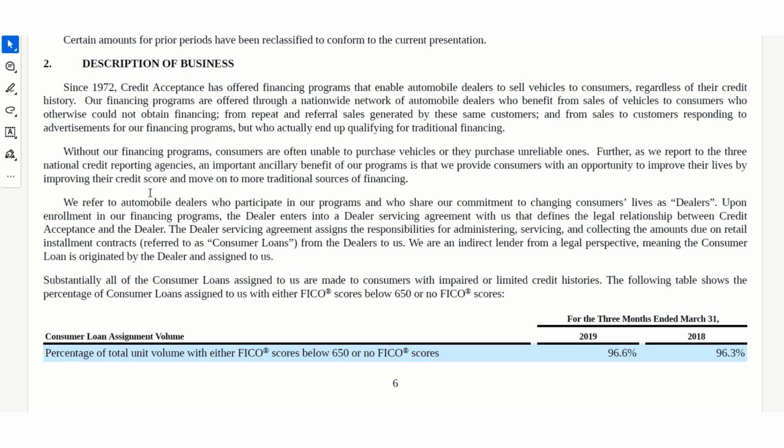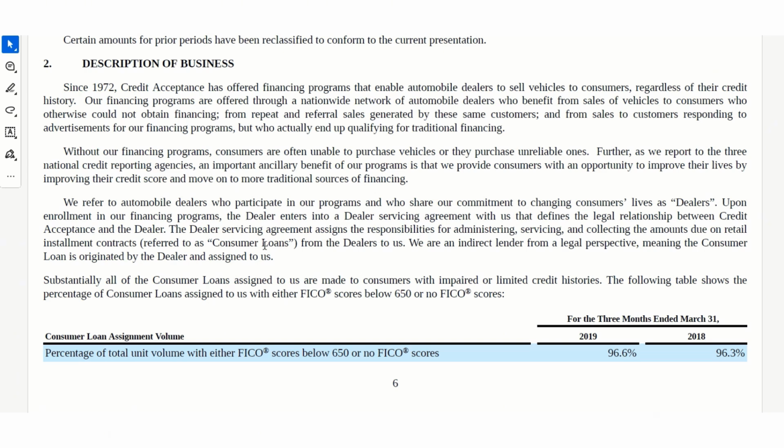We refer to automobile dealers who participate in our programs and who share our commitment to changing consumer lives as dealers, right? Upon enrollment in our financing programs, the dealer enters into a dealer servicing agreement with us that defines the legal relationship between Credit Acceptance and the dealer. The dealer servicing agreement assigns the responsibilities for administering, servicing and collecting the amounts due on retail installment contracts, referred to as consumer loans, from the dealers to us, right?